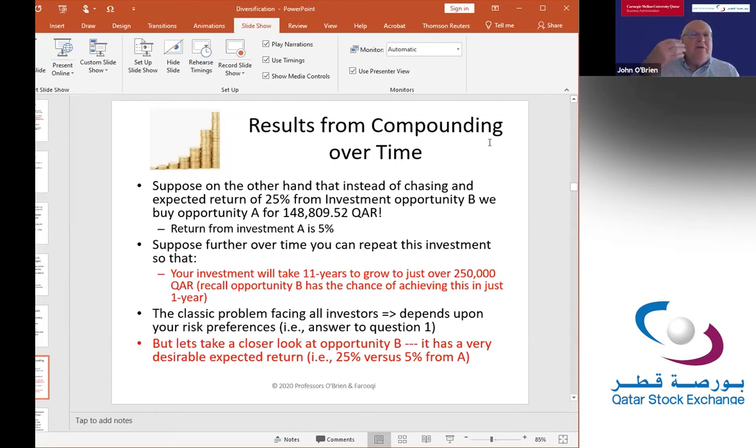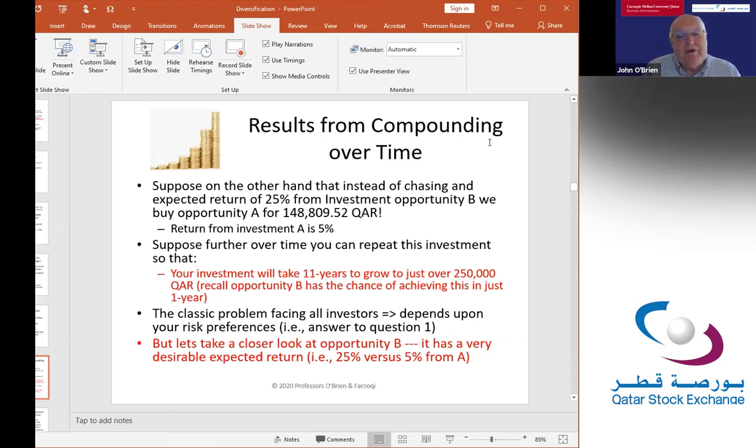Investing in a stock, we don't know what the return's going to be over time. Nothing's promised to us by the management. They're working hard, they're trying to create value, but we can only talk about an expected return. So these two situations vary over time. If we compound sure returns over time, they steadily grow on us. So if we're investing in opportunity A and we paid 148,000, so we have a sure return of 5%, our investment will take 11 years to grow to just over 250,000.